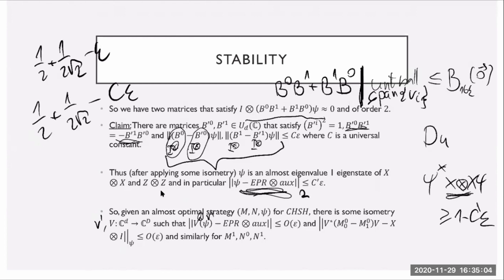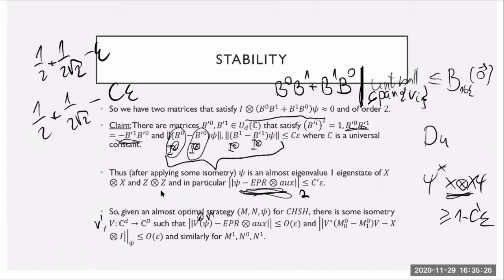Notice that this is a very funny way of defining distance between matrices. I'm tensoring with the identity, and I'm checking that when you tensor with the identity, you act almost the same on the state vector that you started with. So this is a very weird definition of distance between matrices, but this is actually the definition that we need.